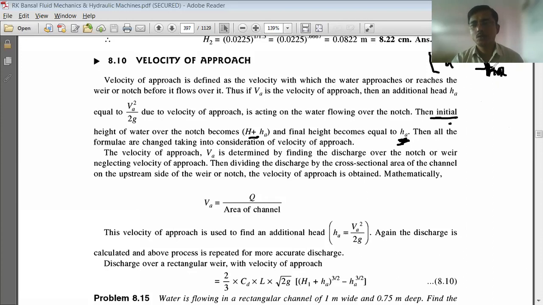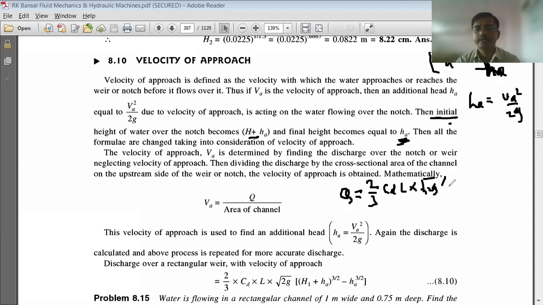So that is why the lower limit here will be HA and the upper limit will be H plus HA. And therefore the formula will be modified. What is this HA? Anyway, HA is nothing but what we wrote, VA square upon 2g, that is nothing but the velocity head, which we added here. So the equation for the discharge over the rectangular notch will be 2/3 CD L into under root of 2g in bracket.